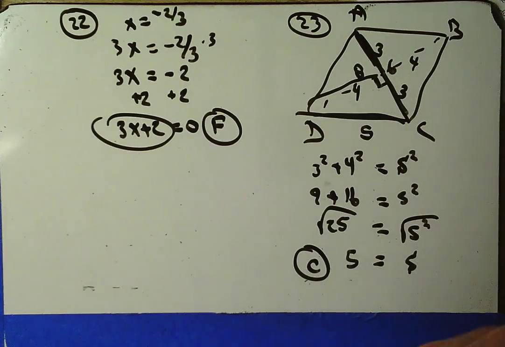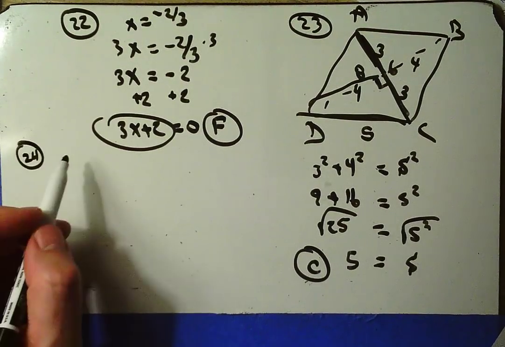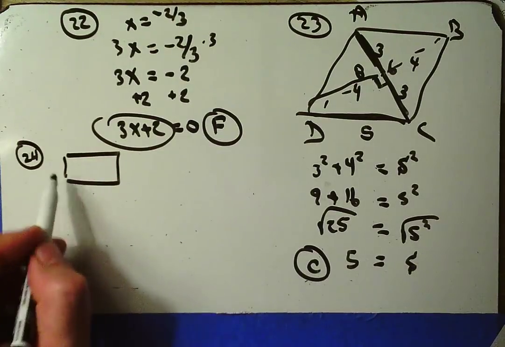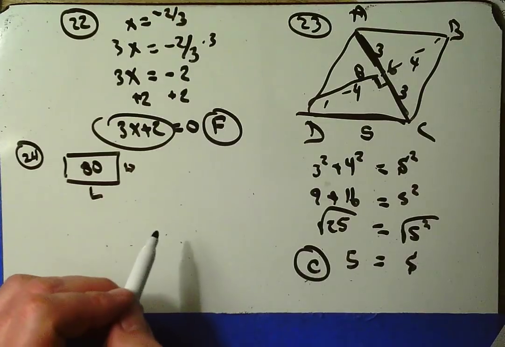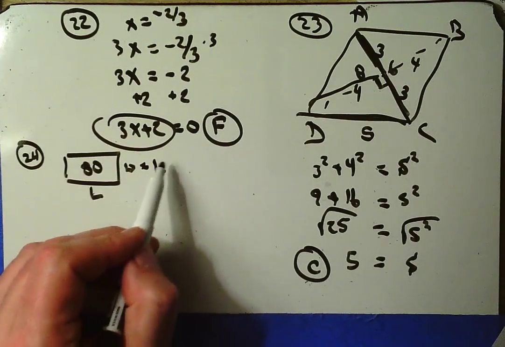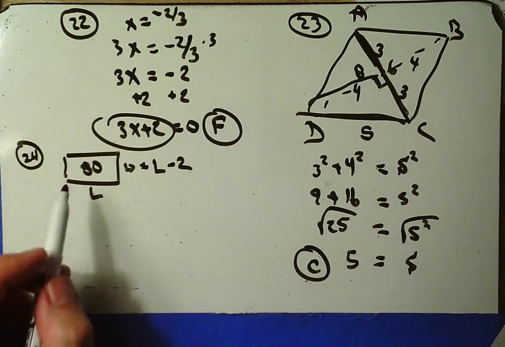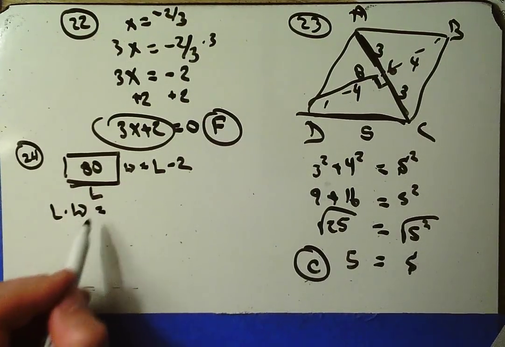Let's take a look at 24. A rectangular rug has an area of 80, and its width is 2 feet shorter than its length. We know the area of the rectangle is 80, width and length. And we know that the width is 2 feet shorter than the length. We know that area is length times width, L times W.